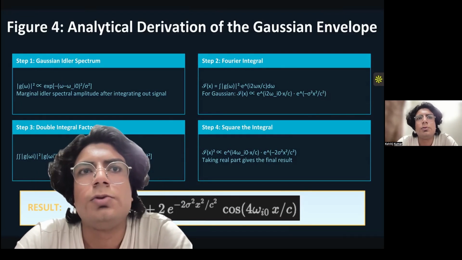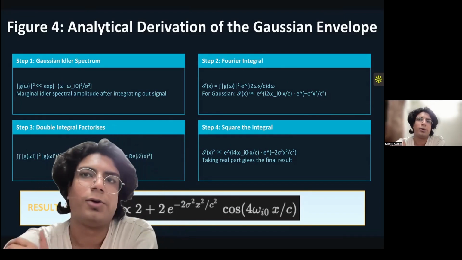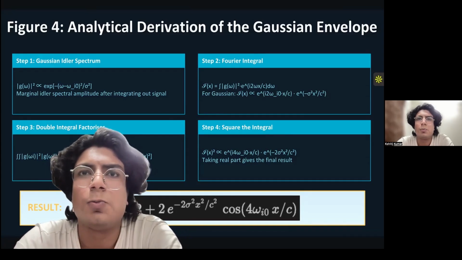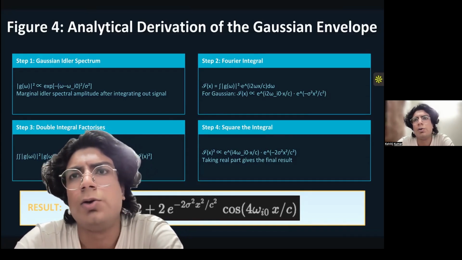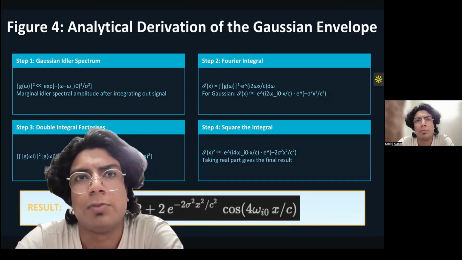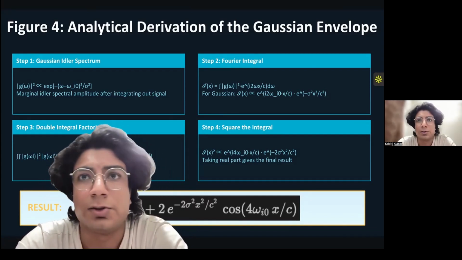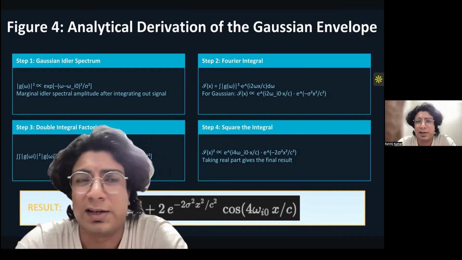In step 3, we took this double integral from a multimodal theory, and through manipulation, we find that this complex integral nearly fits into the real part of Ix squared. So yeah, that was an interesting term; this directly fits into the real part of Ix squared.